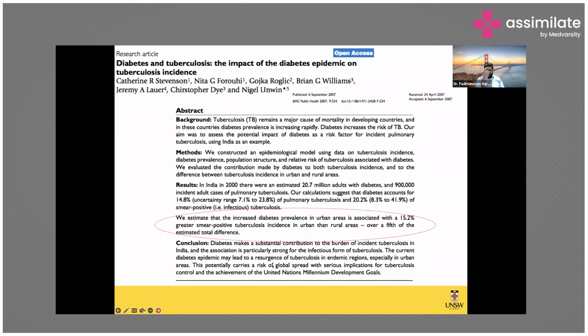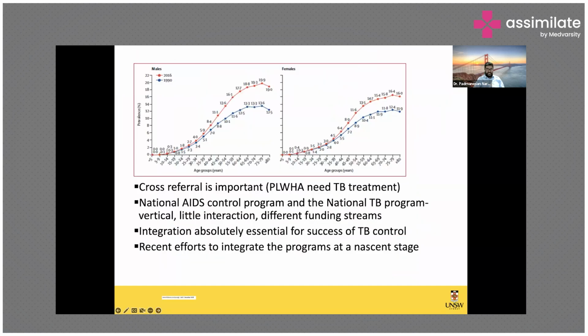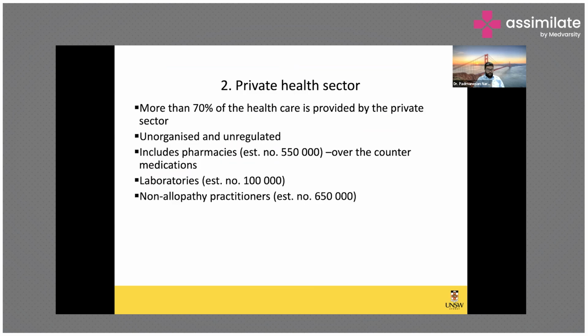So how do we counteract this? Just like we have the National AIDS Control Program and the National TB Program, we also have a non-communicable disease program. All of these programs have to start cross-referring each other, and the government has now introduced cross-referral. If you read the National Elimination Program strategy, you will see that there's a big focus on cross-referral for these patients.